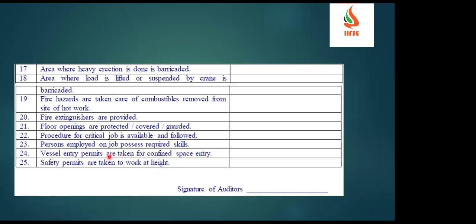Persons employed on the process require skill. Whoever is employed or authorized to do that activity is trained enough. Vessel entry permits are taken for confined space entry. Also, safety permits are taken to work at height. So, based on the activity, we have to take the permits. Okay.